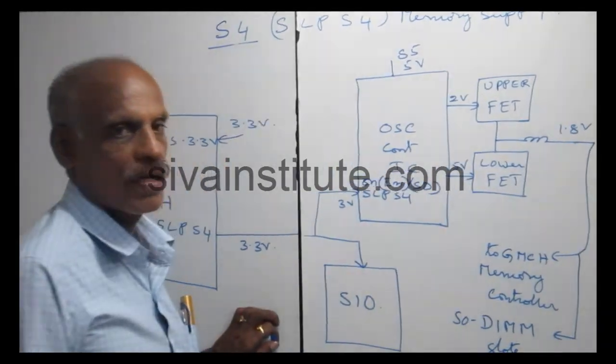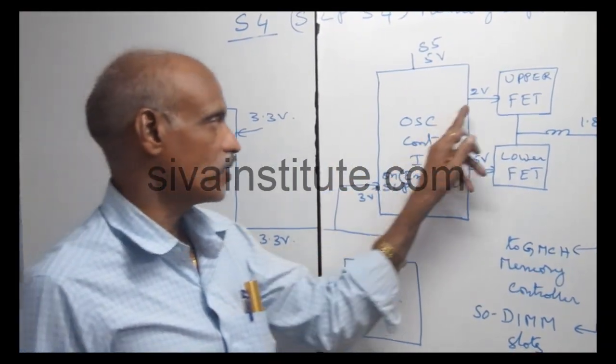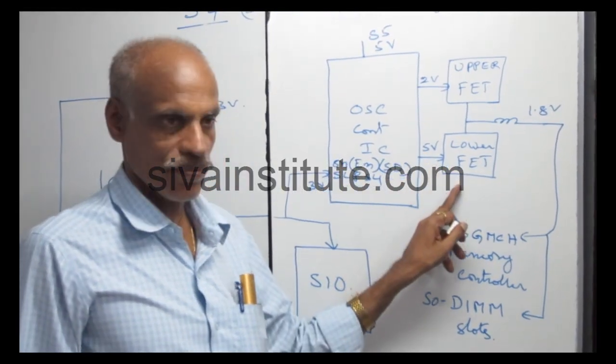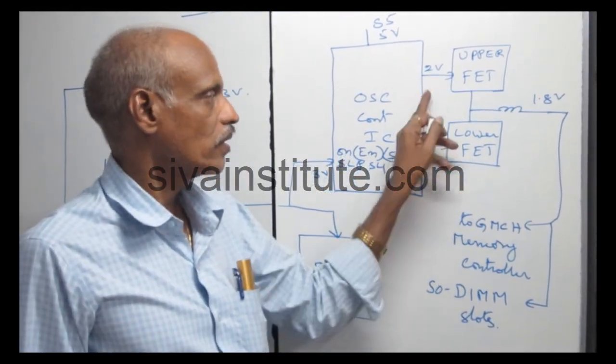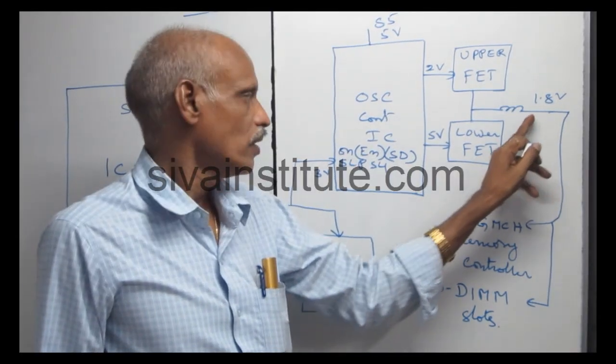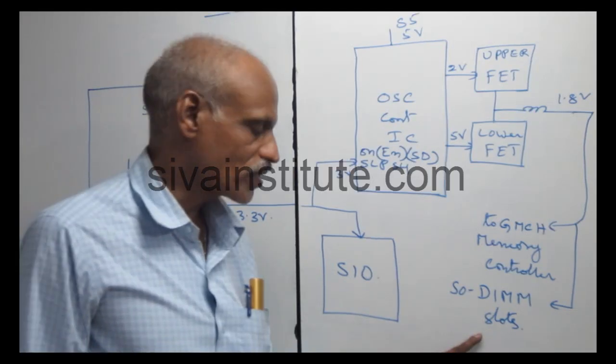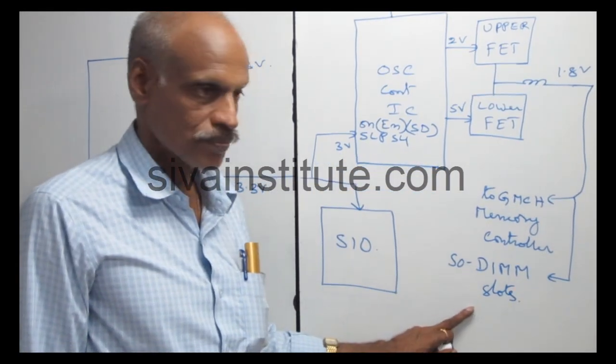After this, the IC starts to function. This voltage is released as 2 volts to the upper FET and 5 volts to the lower FET. When this voltage comes here, it comes out from this coil, and this voltage goes to the GMCH memory controller and the DIMM slot controller, DIMM slots.